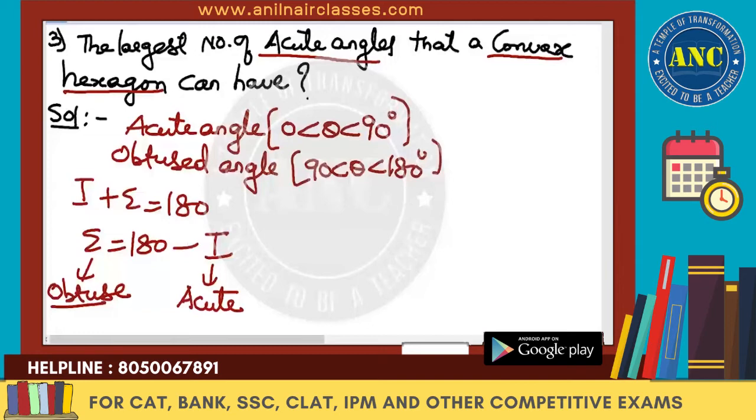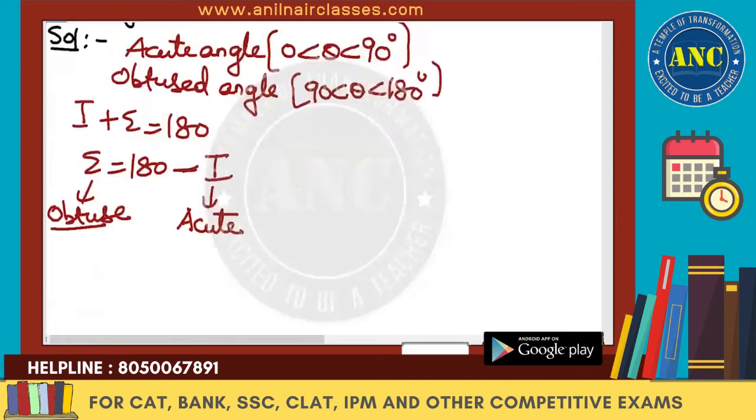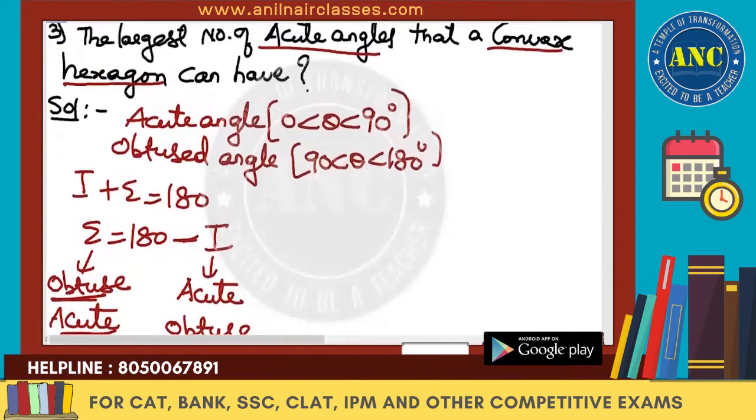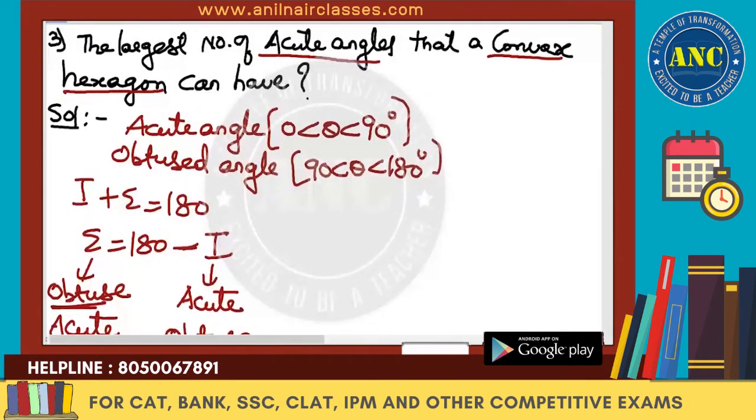Are you all with me? Because interior is preceded by a negative. If the interior is obtuse, the exterior will be acute. If the interior is acute, the exterior will be obtuse. An acute angle is 0 less than theta less than 90, and an obtuse angle is 90 less than theta less than 180. Now think logically. Sum of all exterior angles.